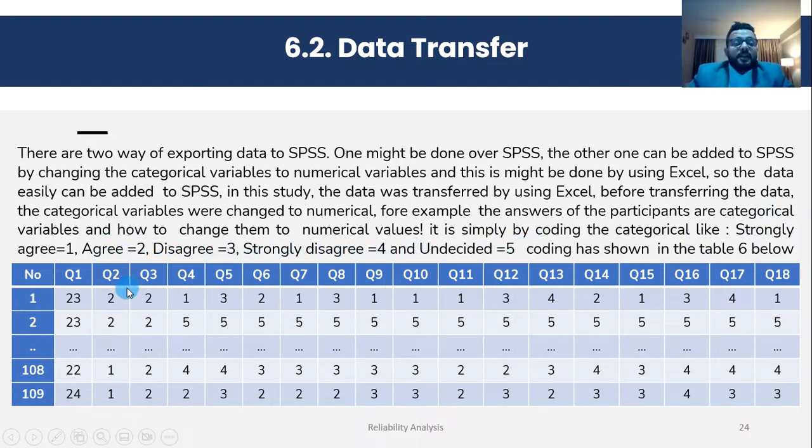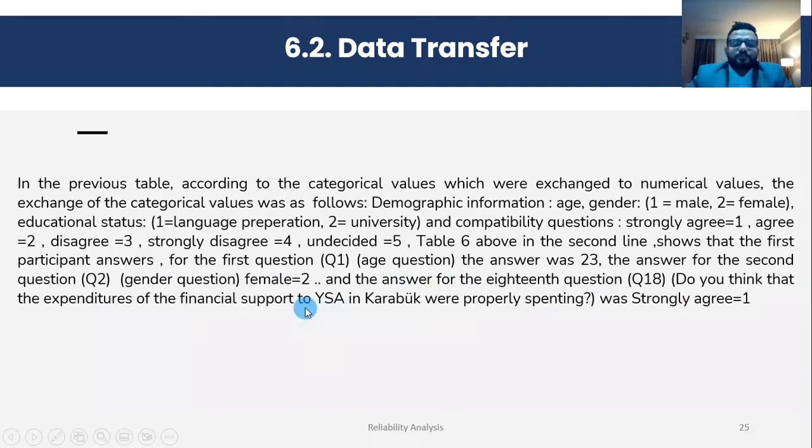And as we mentioned before, if the answer is female, we will use 2, and if the answer is university, we will use 2, and if the answer is strongly agree, we will use 1. These are the numerical values we will use in the SPSS program. This is the explanation that I mentioned before.